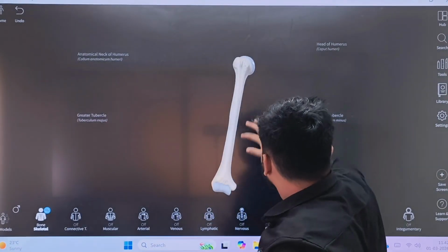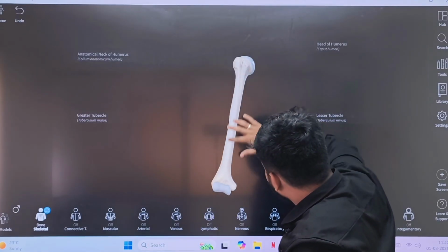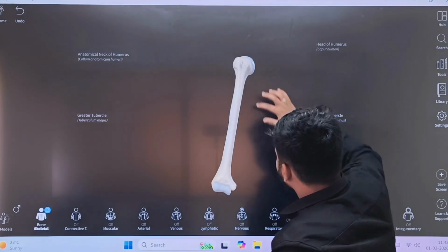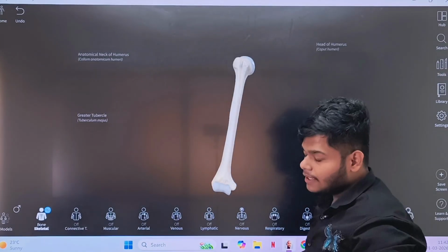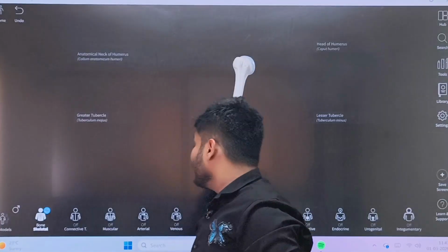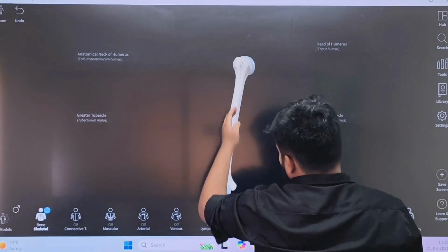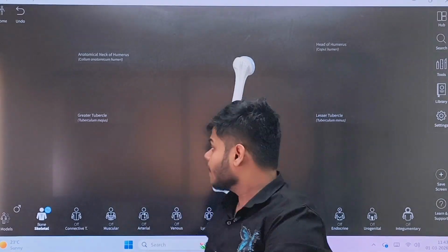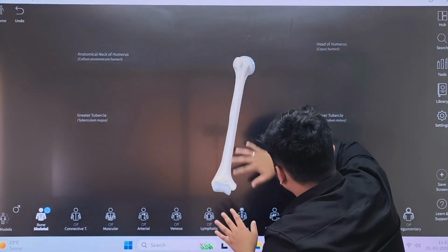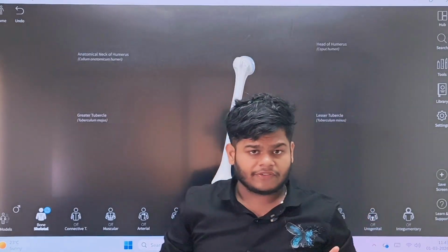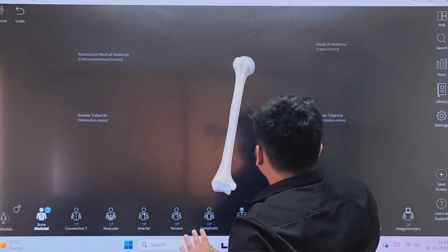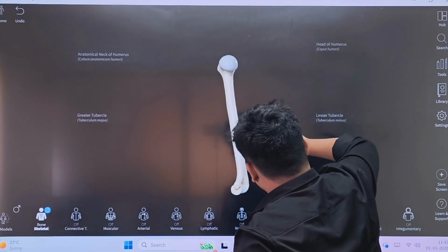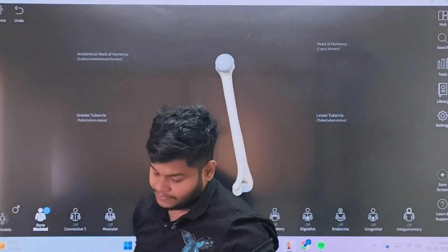So this, what we see, is the anterior border. This, what we see, is the lateral border, and this, what we see, is the medial border. Okay, now the surface between the anterior border and the lateral border is called the anterolateral surface. Very easy. Now the surface between the anterior border and the medial border is called the anteromedial surface. Very easy. And the surface between the lateral border and the medial border is called the posterior surface.